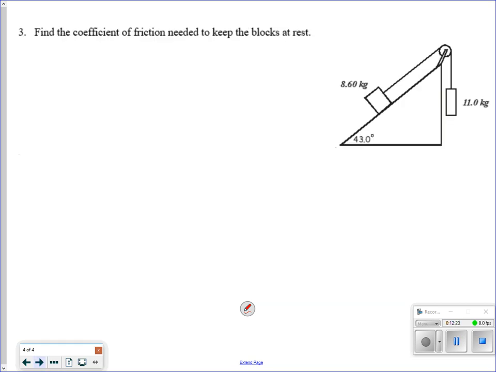Two-body system. We want to keep the blocks at rest, so we're looking for balanced forces. All right, draw two free body diagrams. Here's the hanging mass. I'm going to call this one M1. Let's call this one M2. That'll make it easier. All right, so M1G is going down, tension is going up.